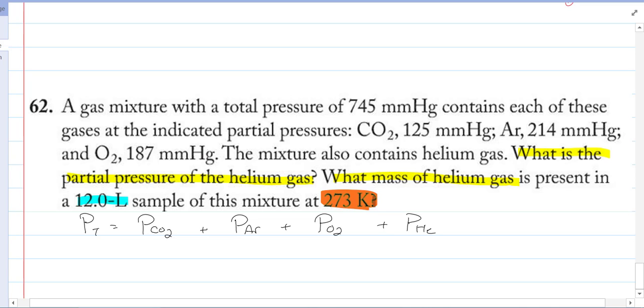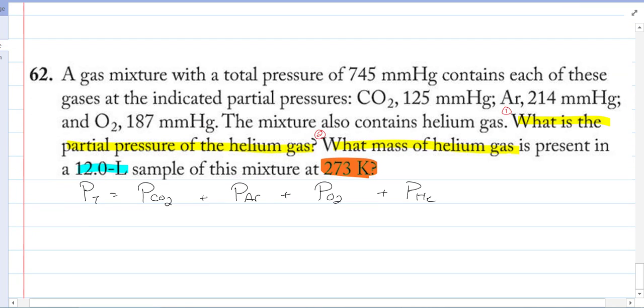All right, so question 1, let's say. So we have 1 and we have 2. For 1, I'm looking for helium. So algebra: pressure total minus the pressure of CO2 minus the pressure of argon minus the pressure of oxygen gas will equal the pressure of helium.